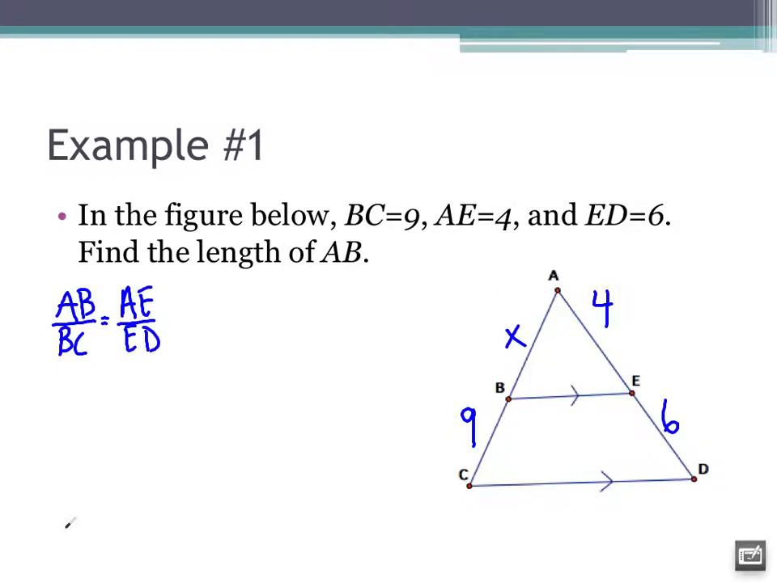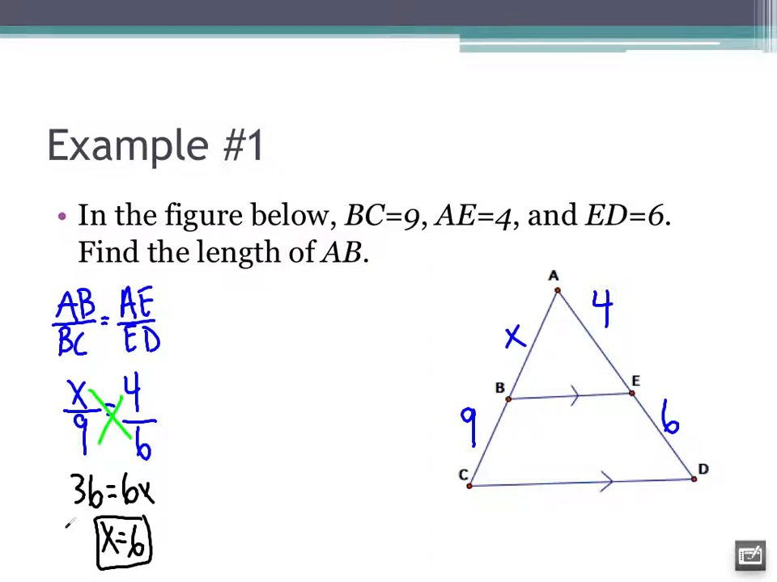It's really important that you write this for me. Don't just jump to the numbers, so I can see where you're going. Now let's fill in what we know. AB we called x. BC we called 9. AE is 4. And then ED is 6. Now we want to do the cross products property. 9 multiplied by 4 is 36. 6 multiplied by x is 6x. So we get x is equal to 6. So in this case, AB is 6 units.